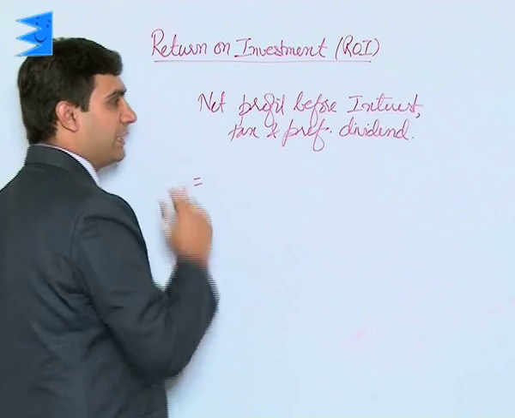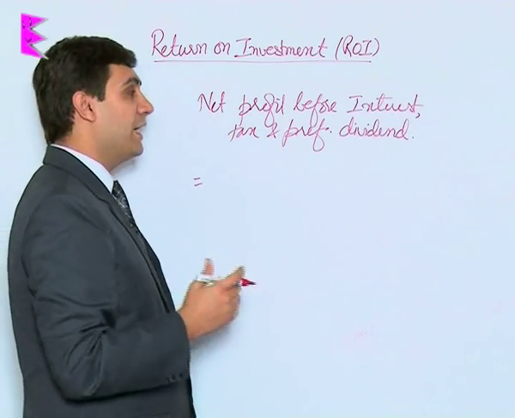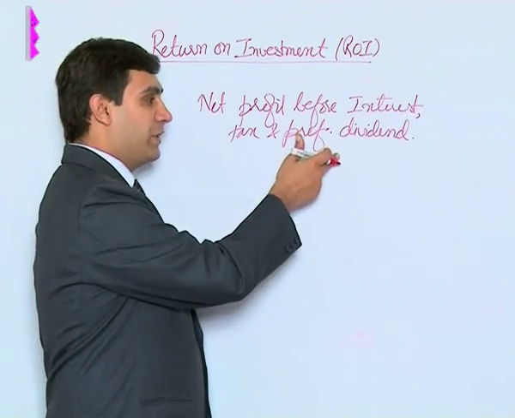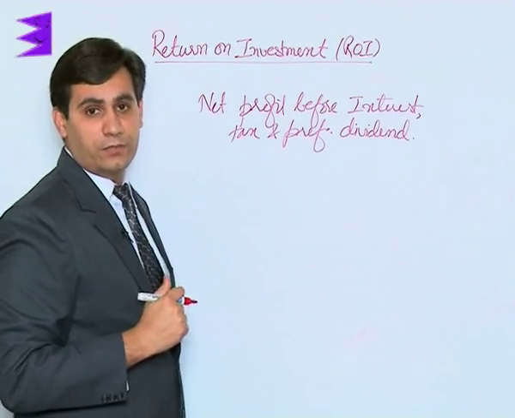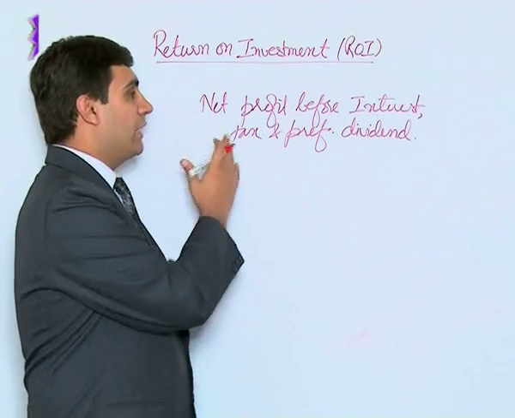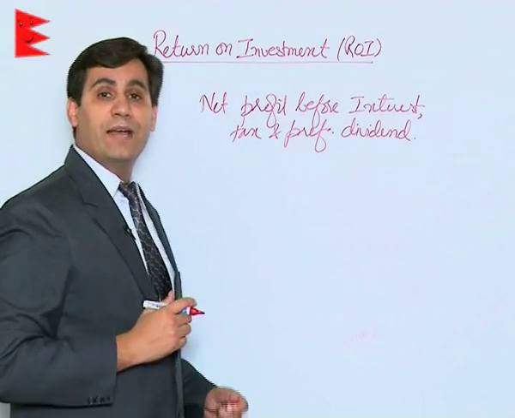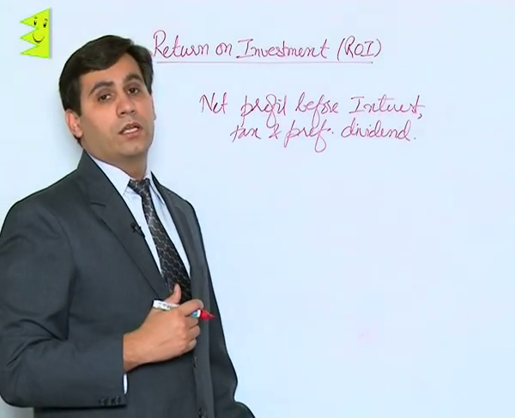So students, how can we calculate this one? Usually it is clearly mentioned, but in case we are given net profit after everything, so we will add preference dividend, we will add tax and then we will add interest back to the profit so that we get net profit before all these items. Once we have these two figures, we can divide them to calculate return on investment.